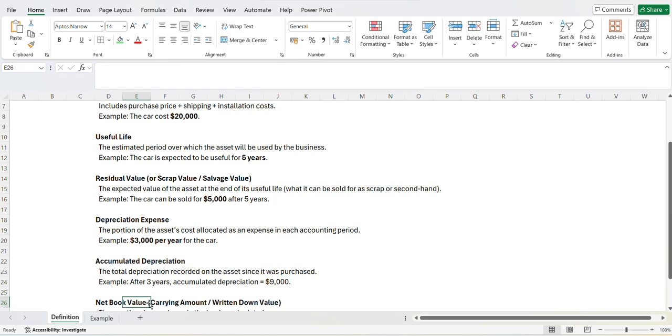And then let's look at the net book value. The net book value is the value of an asset you will find in your books after deducting depreciation.